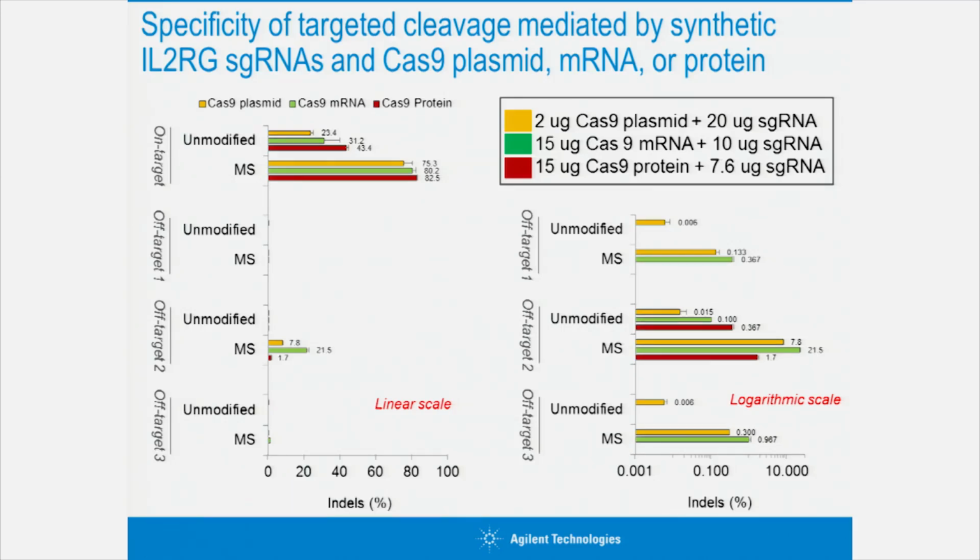But what does seem pretty clear, this is a log plot of the same data, but if you can read these numbers here, when you have the protein, that had the lowest off-target activity at this particular site compared to the mRNA or the plasmid-driven Cas9. So we found that kind of interesting, and we're trying to follow up and see if that tends to be reproducible.